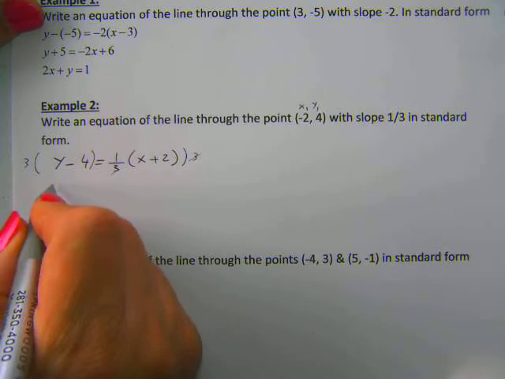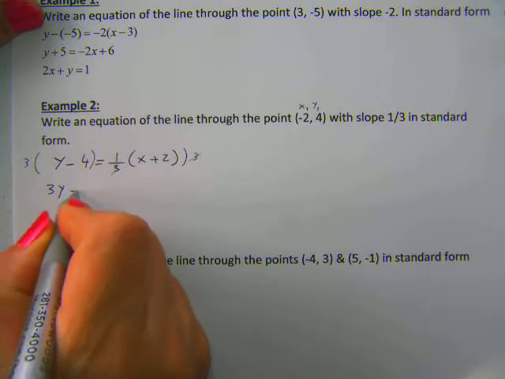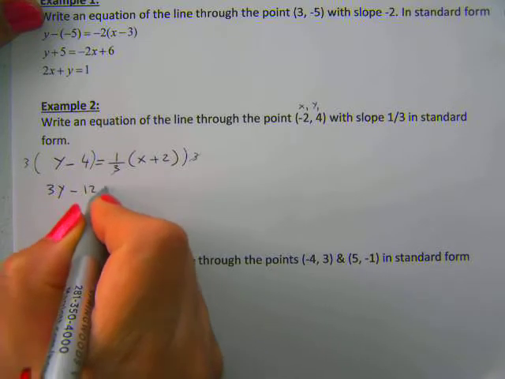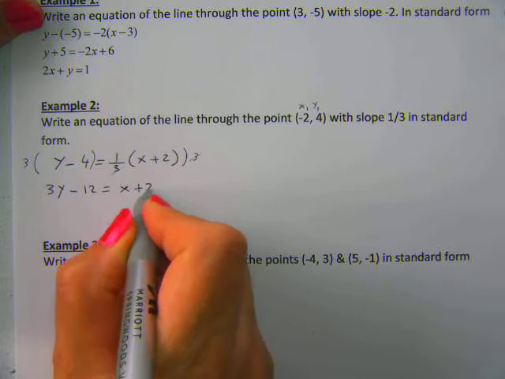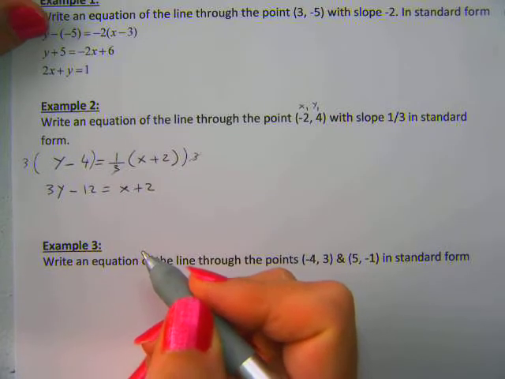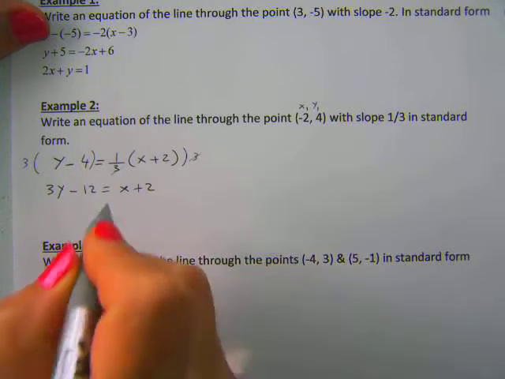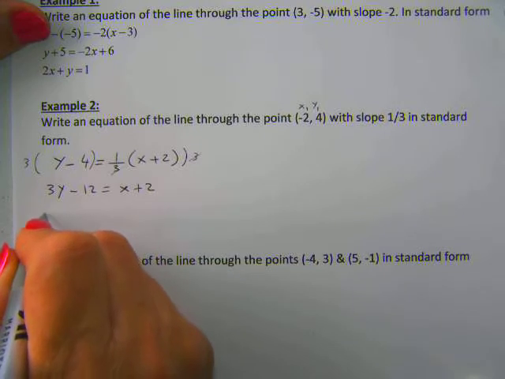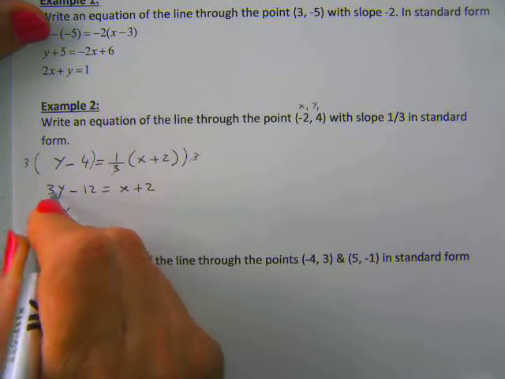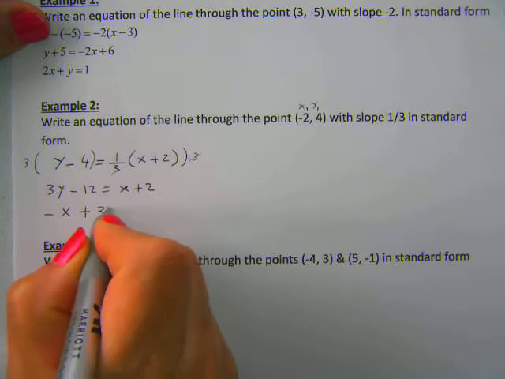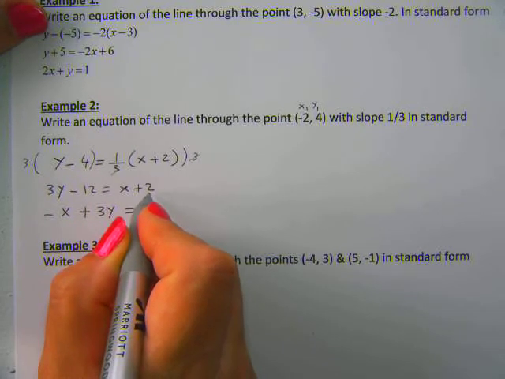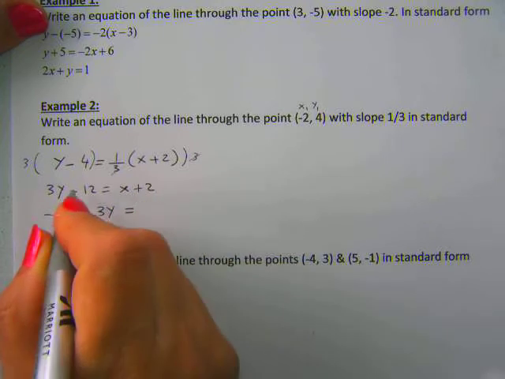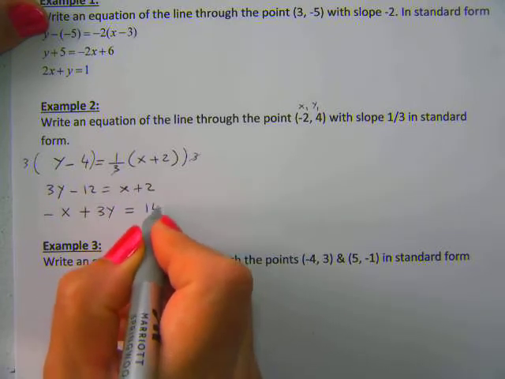We're going to get 3y minus 12 is equal to, so again we got rid of the fraction, x plus 2. Remember, we have to start with an x. So let's move the x to the left hand side. It's going to become negative x plus 3y equals, and the constant should be on the right hand side. So we have 2 plus 12, which is 14.